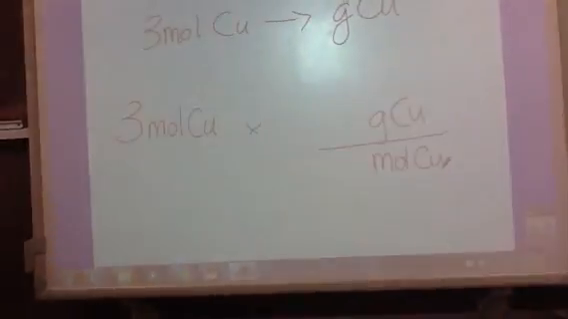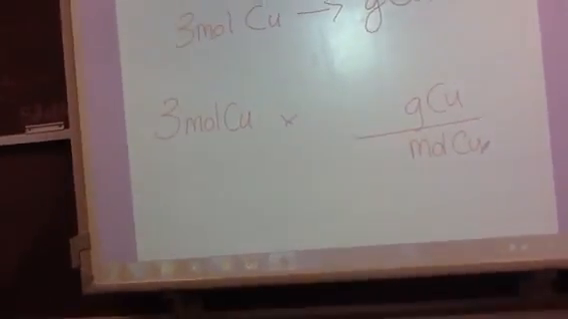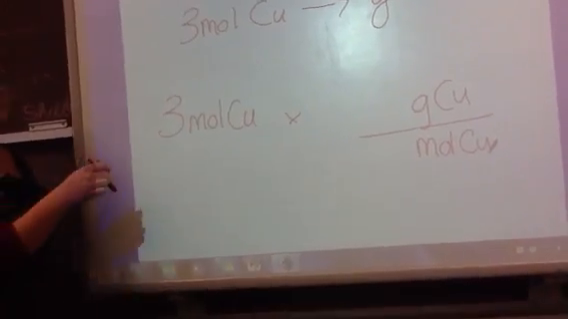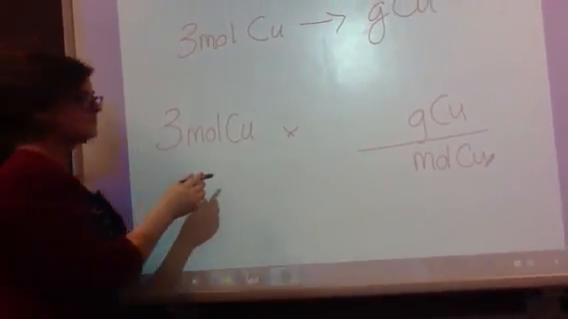So if I look up the mass of copper on the periodic table, Luke, what's the mass of copper? Cu. 63.546.